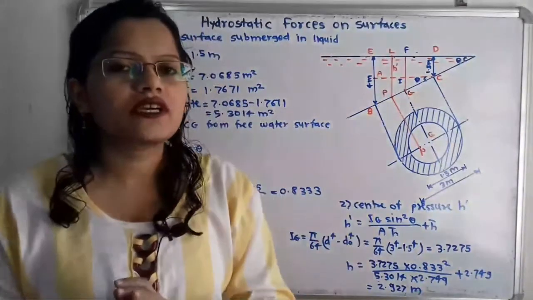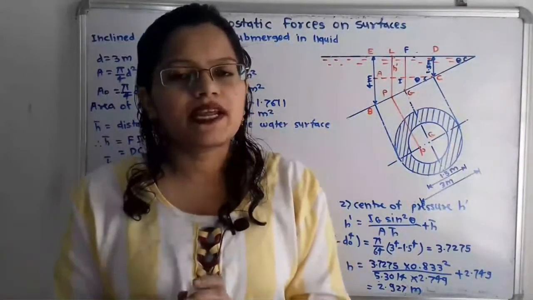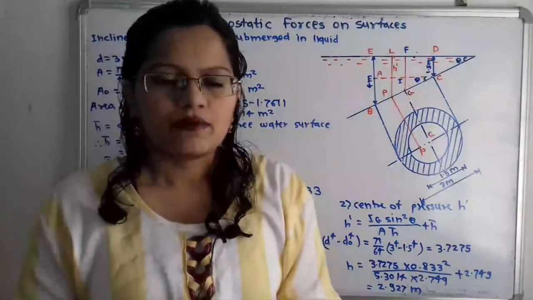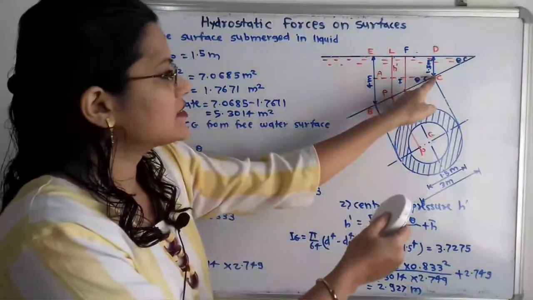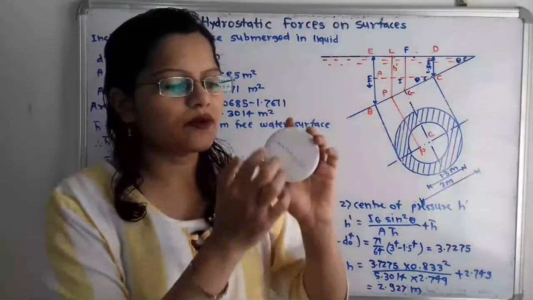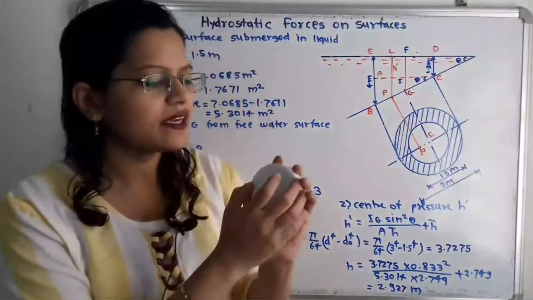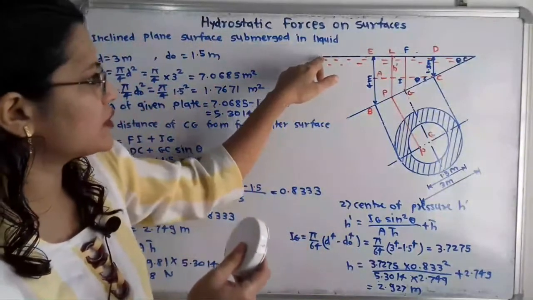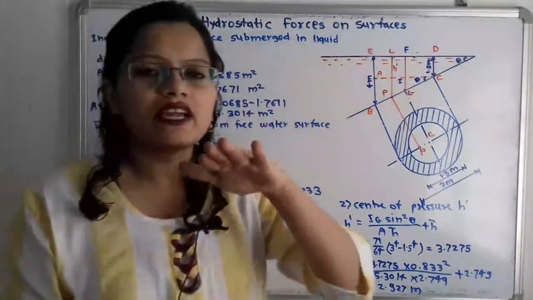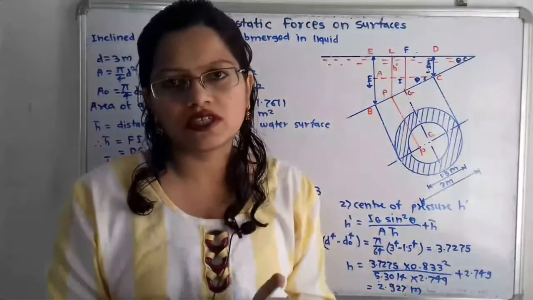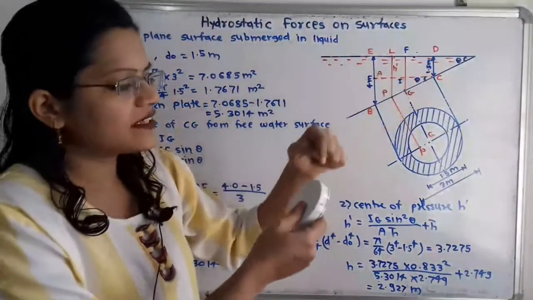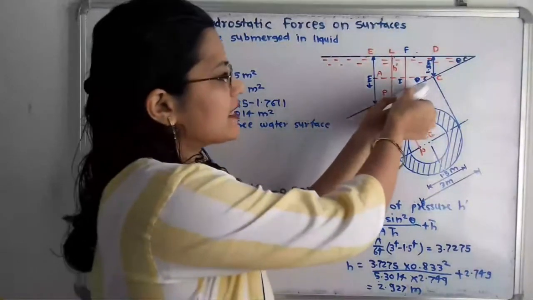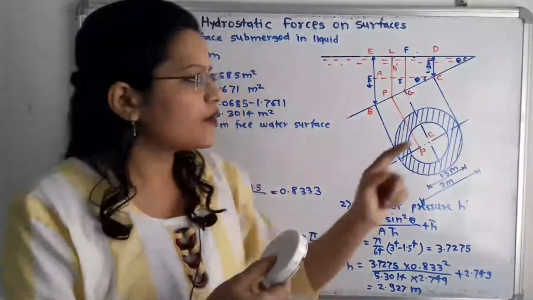From this we conclude that this circular plate is inclined with an angle theta, because the two ends, that is the top end and the bottom end, have different depths from the free surface of water. The free surface of water we show with a horizontal line, and the depth at the top point and bottom point is different. That means this plate is inclined at an angle theta. So we have to show that.